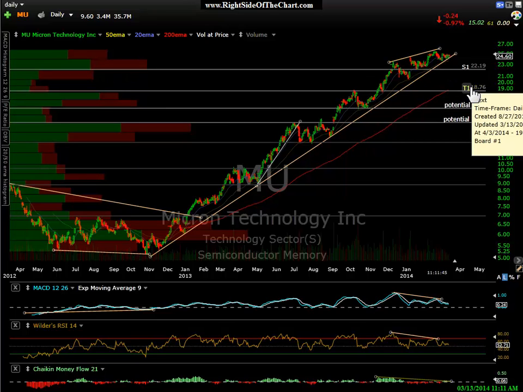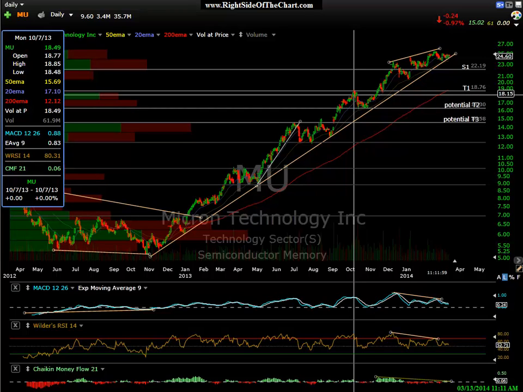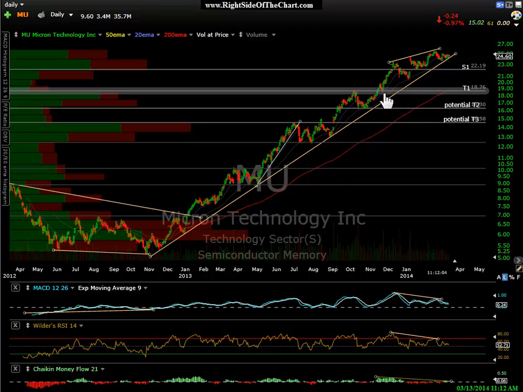My first target is at T1. Now, why T1? Why did I pick this level? I draw support and resistance lines. A lot has to do with the reaction highs and lows in the stock. And if you look here, this is back in early October, we had a reaction high in Micron, then this reaction low here. However, there's a little bit more that goes into it than just that.